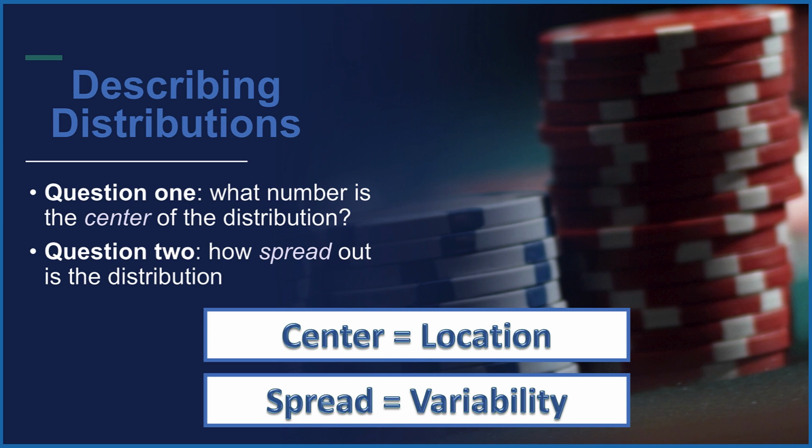The second question that we want to know is how spread out are the scores in the distribution? Are they tightly packed together? Is every score pretty much like every other score? Or are those scores all over the board? And there are high scores and low scores, and any score that you pick is going to be different from most of the other scores. That is a question of spread or variability.